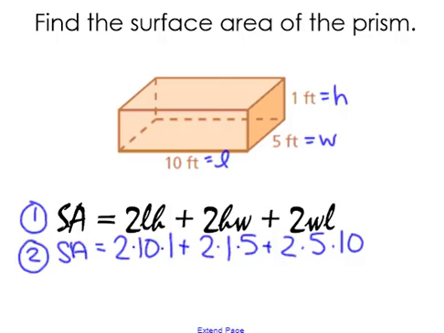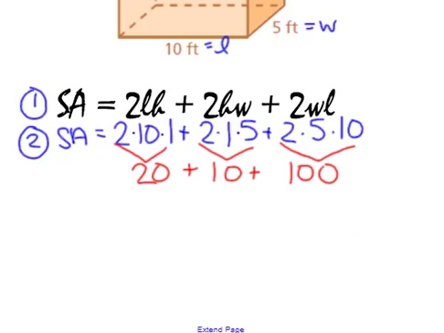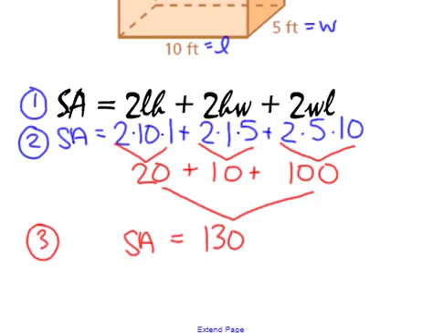All right, for step 3, we're going to go ahead and simplify. So 2 times 10 times 1 is 20. 2 times 1 times 5 is 10. And 2 times 5 times 10 is 100. So 20 plus 10 plus 100 will give a total of 130. So that's going to be step 3. Surface area is 130, and my units will be feet squared. That represents step 4. So again, rectangular prism, these are the steps that you're going to take.